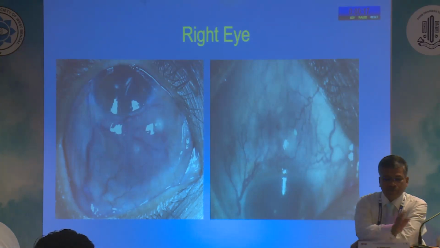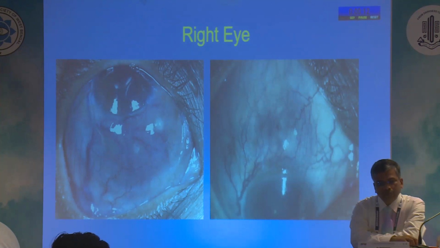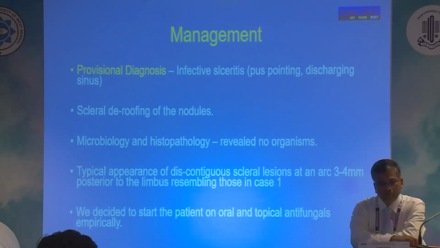So the diffuse slit lamp examination of the right eye mainly showed 2 scleral nodules inferiorly with pus pointing, and a superonasal resolved-looking discharging sinus was also noted. We did a UBM and found there were 2 elevated areas with thin sclera and decreased reflectivity within the scleral stroma. There was no evidence of posterior scleritis. Due to the pus pointing and discharging sinuses, a provisional diagnosis of infective scleritis was made, and on deroofing these nodules and sending them for micro and histopath, no organisms were noted.